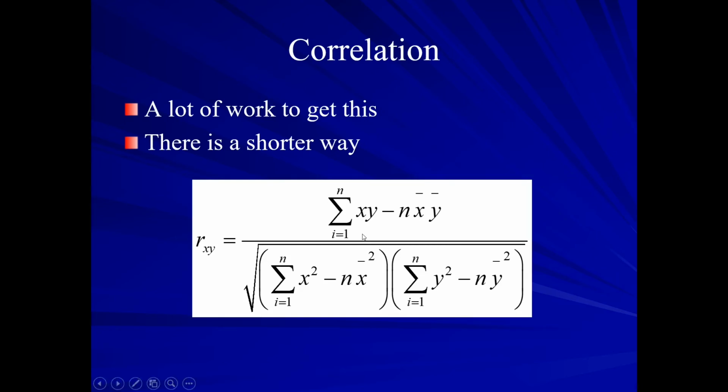Pearson's correlation coefficient can be written in the following manner. The sum of the xy's, x times y, minus n times x bar times y bar, divided by the sum of the xi squareds minus n x bar squared, times the sum of the yi squareds minus n y bar squared, and then we take the square root of this product.